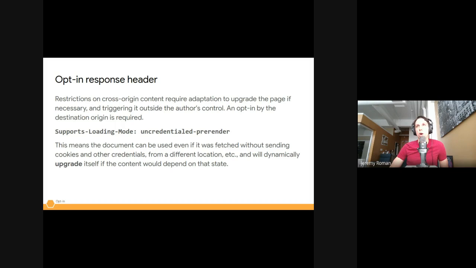So, because we don't want content to be blamed for a breakage that isn't really their responsibility, we want content to opt in and say, "Hey, I'm aware of this uncredentialed pre-rendering, and I'm prepared to update my content after I'm loaded uncredentialed, if necessary." So the natural form for this is as a response header that the browser can observe. So it can fetch the resource and see if the resource declares that it supports this. This means the document can be used even if it was fetched without cookies and credentials, if it was fetched from a different location, and will dynamically upgrade itself if the content would have depended on that state.